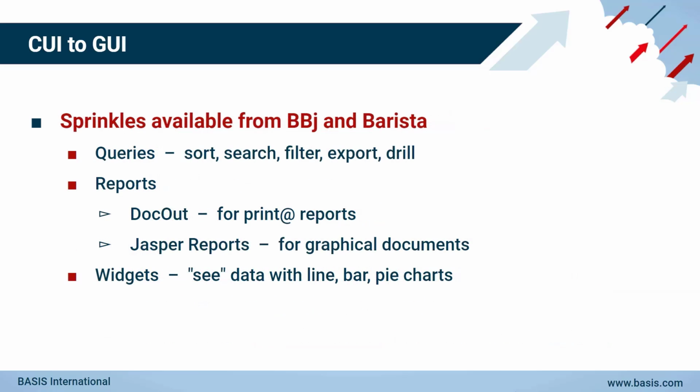Whether you choose the modernization or migration approach, you can add sprinkles to your CUI screens in the form of Barista queries, giving you not only more real estate to display lookup information, but also the ability to sort, search, filter, export, and drill down into your data. You can convert older style reports to use the dockout report system, or use Jasper reports for things like invoices or purchase orders where you want to include graphical components. You can also use BBj's dashboard widgets to present data that's easy to see and interpret.